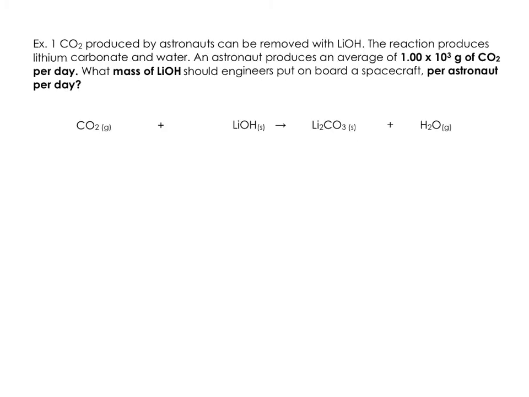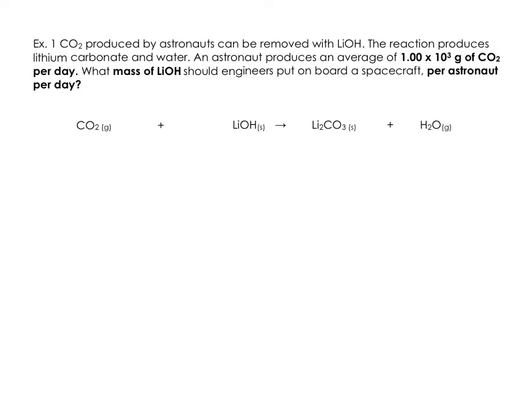Carbon dioxide is produced by astronauts and can be removed with lithium hydroxide. The reaction produces lithium carbonate and water. An astronaut produces an average of 1 kilogram of carbon dioxide per day. What mass of lithium hydroxide should engineers put on board a spacecraft per astronaut per day? This is pretty important to figure out before they leave, because there's no 7-Eleven or Walmart or Sobeys where you can just pop out and get what you don't have. So when you send up a payload on a spacecraft, you have to make sure your calculations are correct.